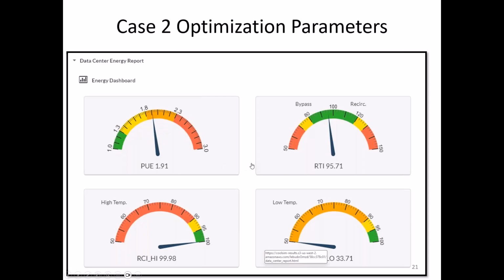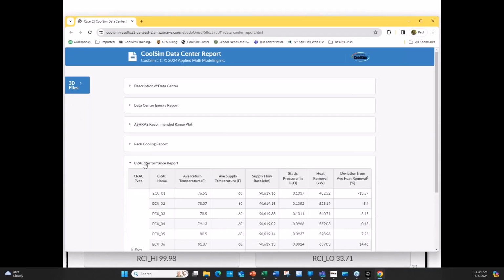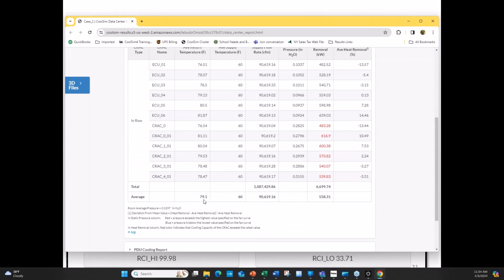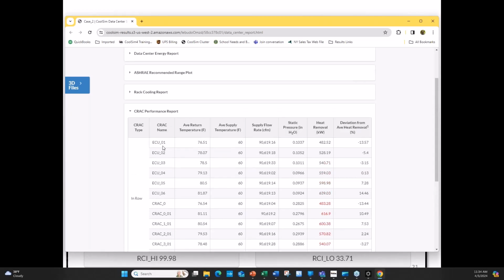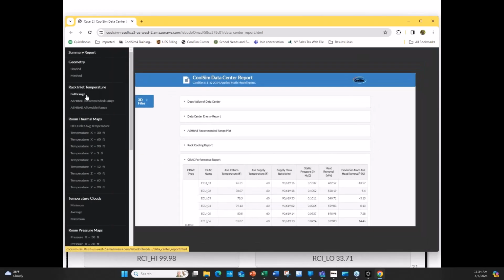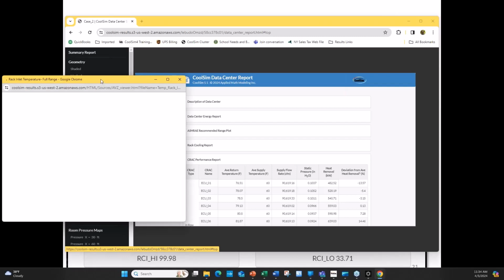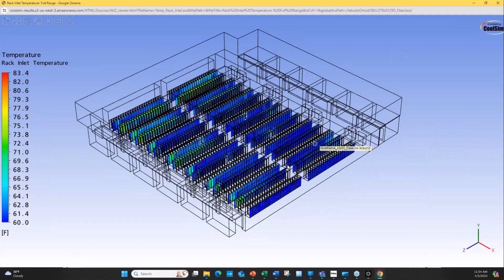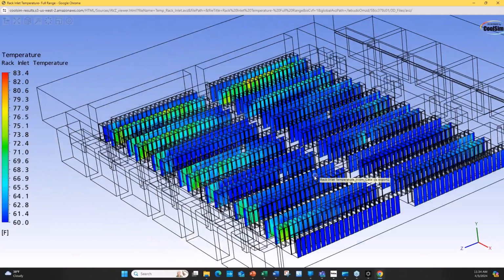So now I could open this one, but let's open it. So we'll take a look at this, and you see here now our delta T's got a little better. We're at 19 degrees now, so that's good. So we're getting higher return air temps in general. And if we take a look at our 3D file here, in particular, there's a full range. We can take a look at full range here. And you can see things are improving on our rack inlets a little bit. Okay, so we've got more green now.